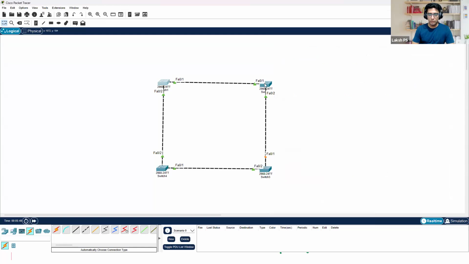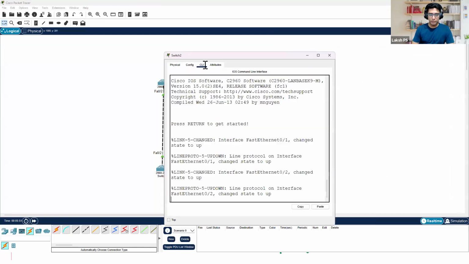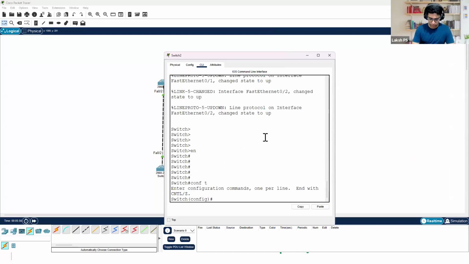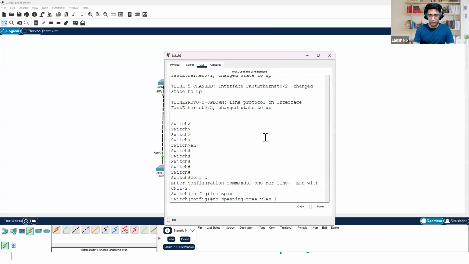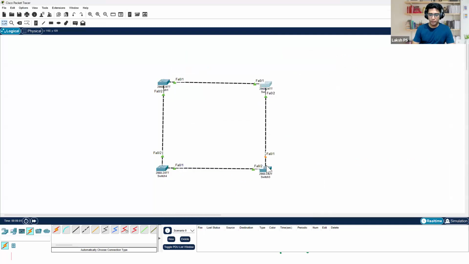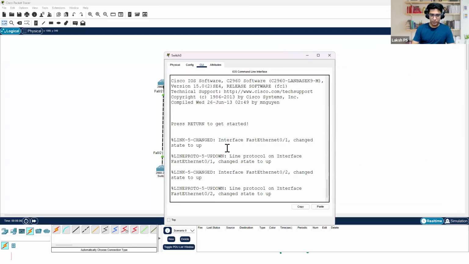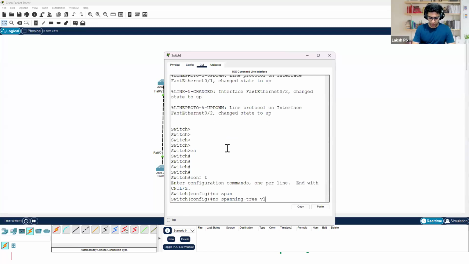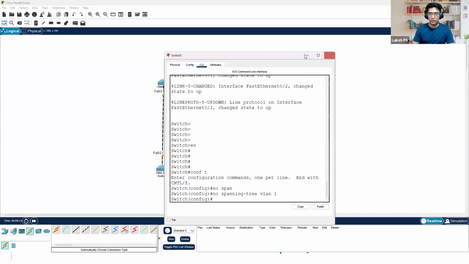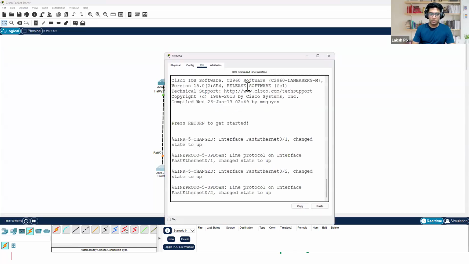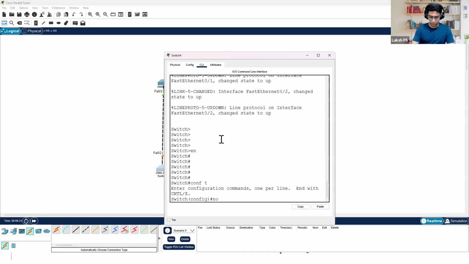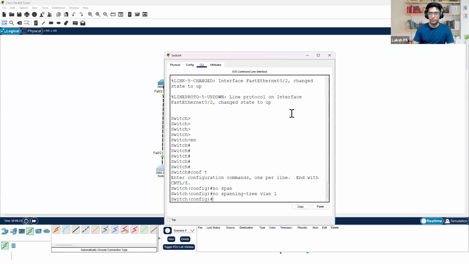Then on switch number 2, don't worry about that command which I have written, I will explain that later. Configuration terminal, no spanning-tree VLAN 1. Switch number 3, enable, configuration terminal, no spanning-tree VLAN 1. And on switch number 4, also enable, configuration terminal, no spanning-tree VLAN 1.